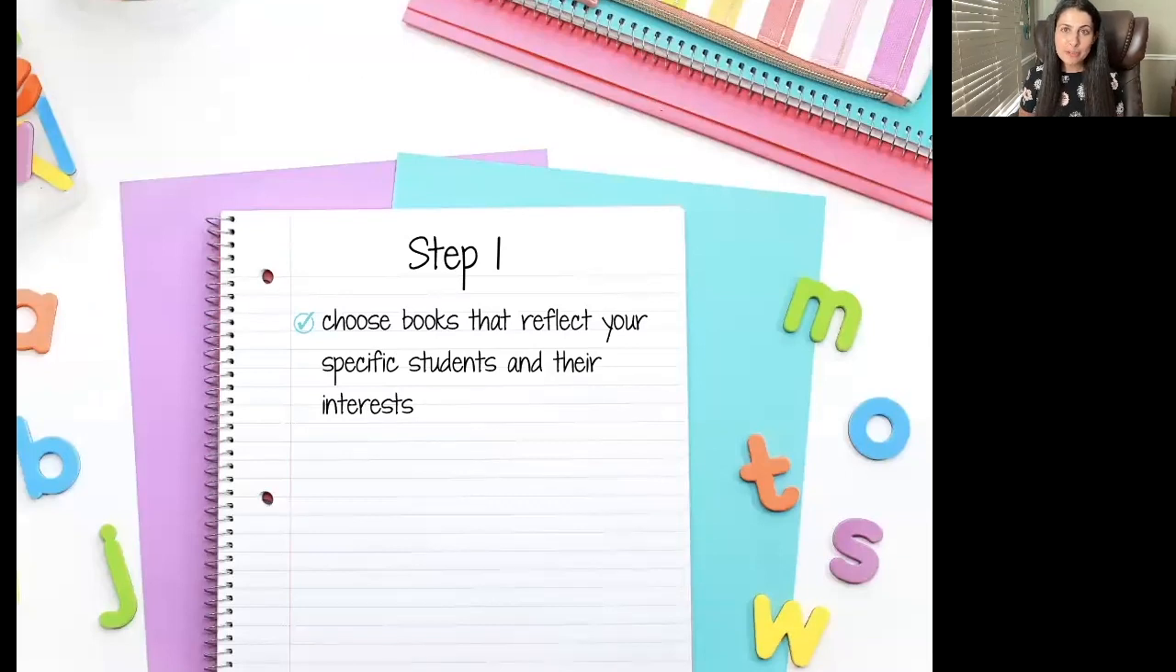I'm calling these steps, but there's no specific order to using these in your classroom. So let's look at step number 1. Choose books that reflect your specific students and their interests.